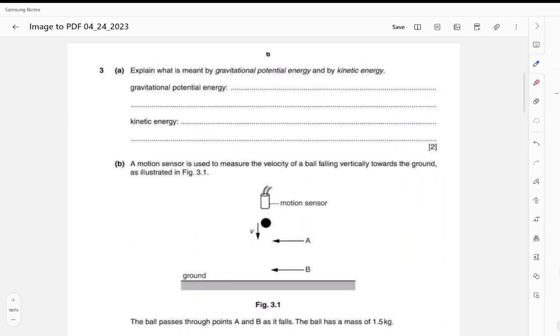Explain what is meant by gravitational potential energy and by kinetic energy. Oh my god. ये वाला जो होगा, gravitational potential energy is the energy associated with the position of an object with reference to the ground.